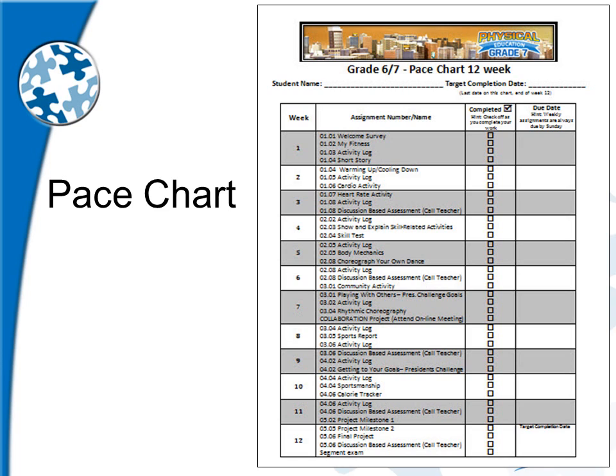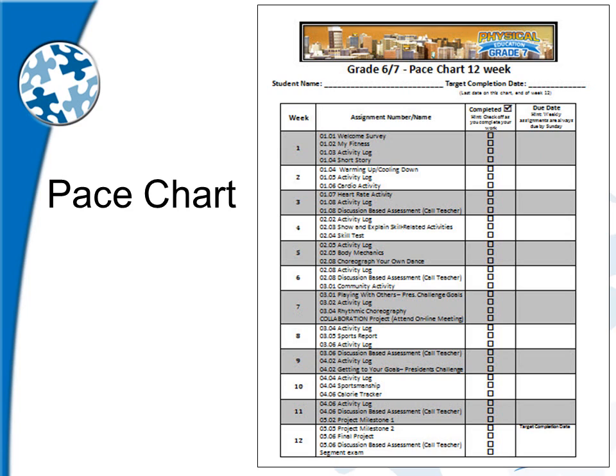Once you have selected your PACE chart and downloaded it to your computer, it will look something like this. A couple things to point out. You have the week in the course. You have the assignment number and name. This is the spot where you would check off after you complete the assignments. And then this particular box is where you would put the due date.